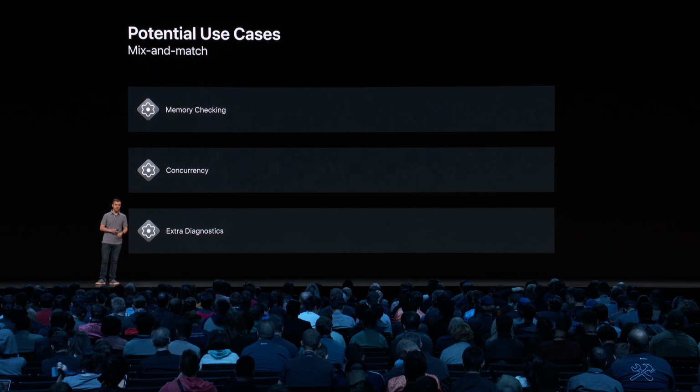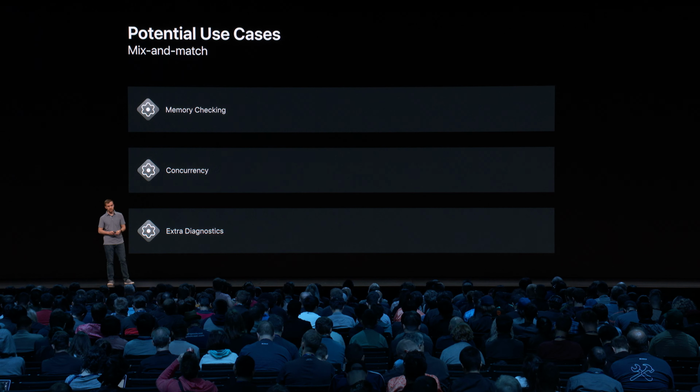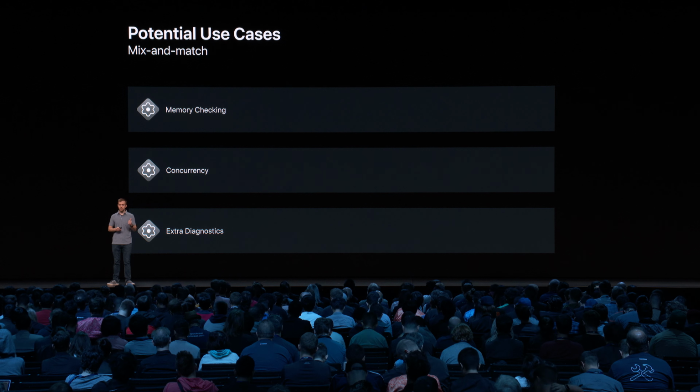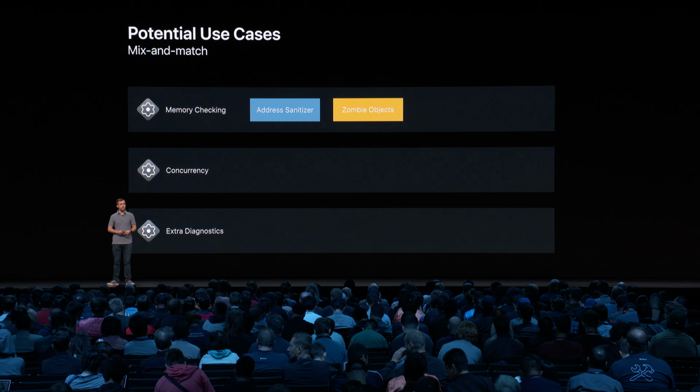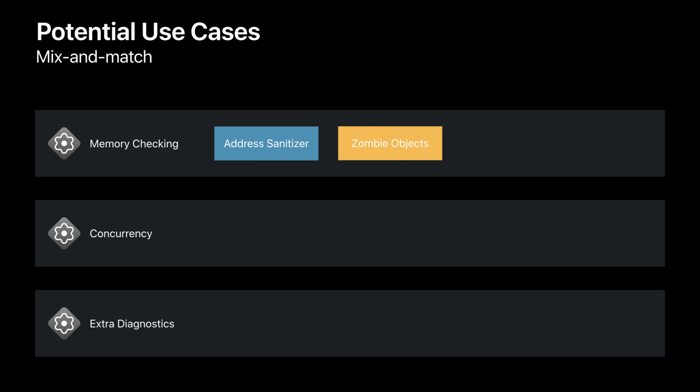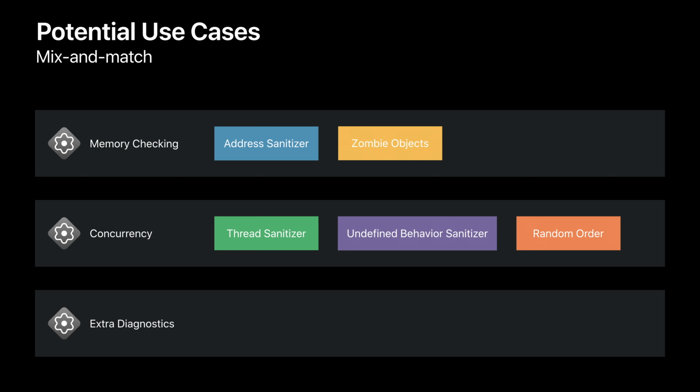Now, finally, I'd like to emphasize that you can mix and match these settings in a test plan however it makes sense for your project. For example, you could construct a test plan like this one with 3 very different configurations. The first one focuses on memory safety, and so it has the address sanitizer and the zombie objects memory setting. The second one is all about concurrency, and it's got the thread sanitizer, the undefined behavior sanitizer, and it runs tests in a random order each time.